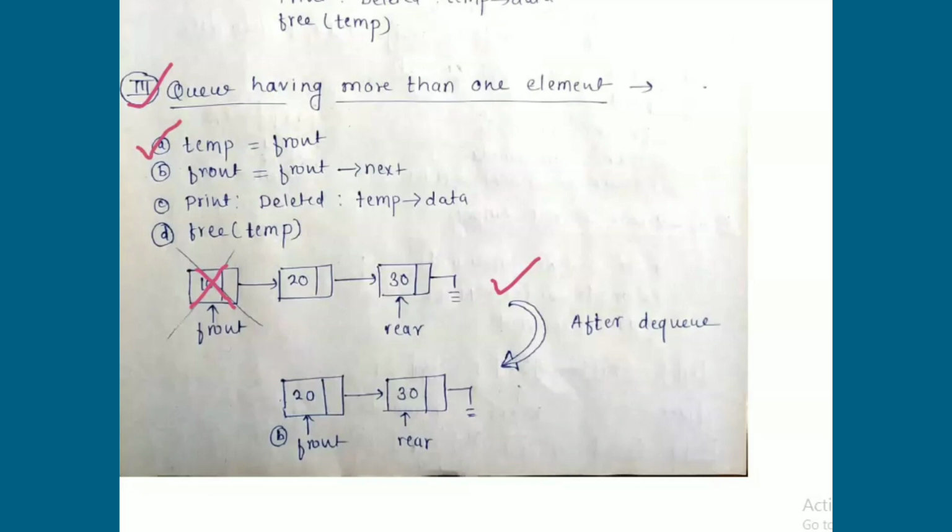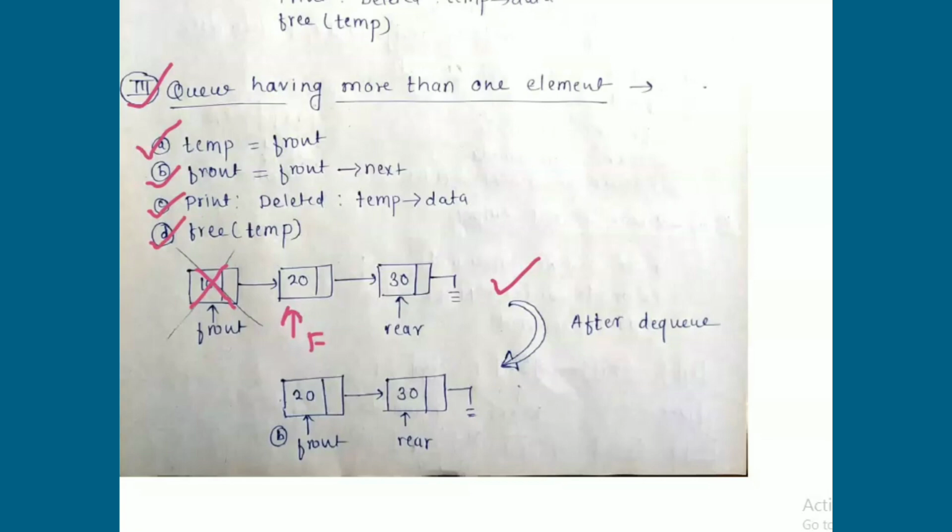After deleting this front, we need to update its next element as the new front. For that, the statement front is equal to front next is given. If you want to print the deleted data, you can print it with the help of temp data. And whatever memory is allocated for this front can be freed with the help of free temp. So this is about the third case of your dequeue operation.